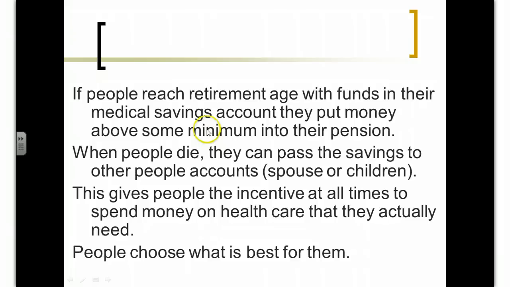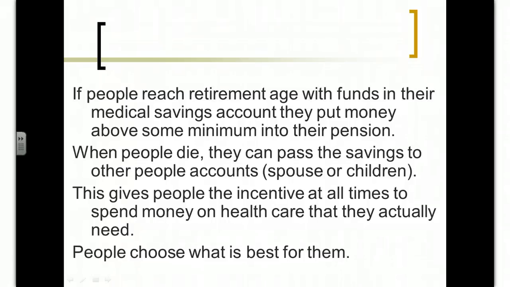What happens when people die? If they get close to the end of life, do they just purchase and spend as much of the healthcare as possible? When people approach death or die, they can pass the savings on to other people's accounts. So a spouse, a child, a next of kin, whatever it might be. So again, there's the incentive to save. That clearly healthcare is important, that people will decide to purchase healthcare. We spend money all our lives. We don't save everything. Why should healthcare be any different? Then when we die, if we've money left, we've an estate, it's passed on to somebody else. Why shouldn't the same happen for money that's left over for healthcare?